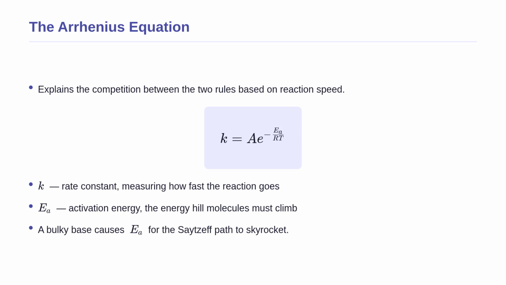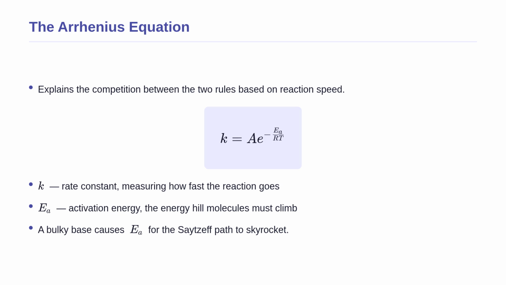To truly understand this competition, we turn to physical chemistry and the Arrhenius equation. Conceptually, this formula calculates the speed of a chemical reaction based on the energy barrier it must overcome. Let us break down the symbols. K represents the rate constant, or how fast the reaction goes. A is the frequency factor, representing how often molecules collide. EA is the activation energy, measured in joules per mole, which is the energy hill the molecules must climb. R is the universal gas constant, and T is the temperature in Kelvin.